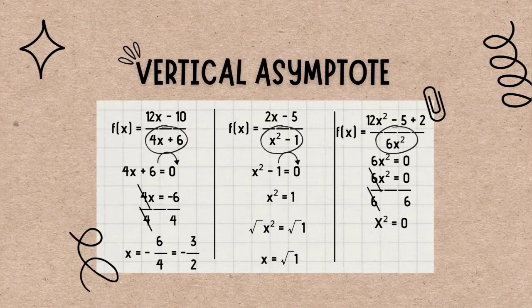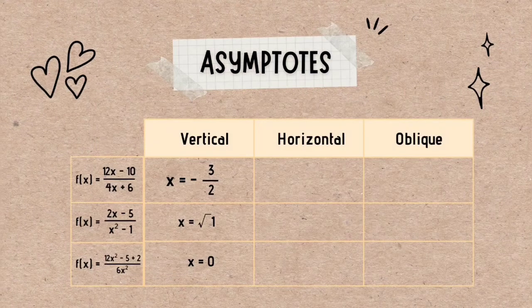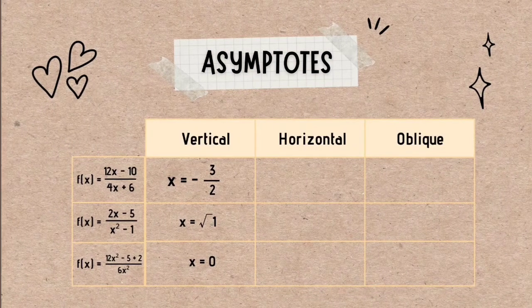Hindi pa yun nagtatapos dahil ang x natin meron pa ring value. So, hahanapin natin ngayon ang square root niya. So, square root ng x squared, so magiging sagot ay x. So, meron bang square root ng 0? Wala. So, hindi natin siya pwedeng isulat ng x equals square root of 0. So, ang sagot natin ay x equals 0. Yan. So, let's move on and proceed on the next example.